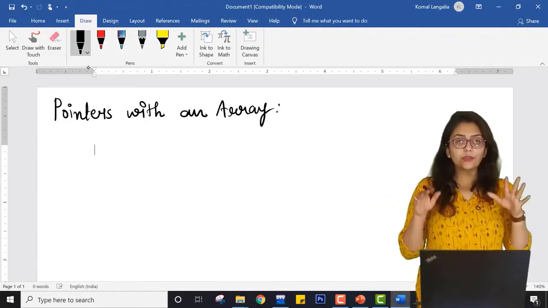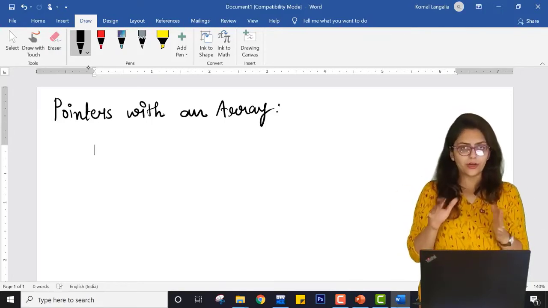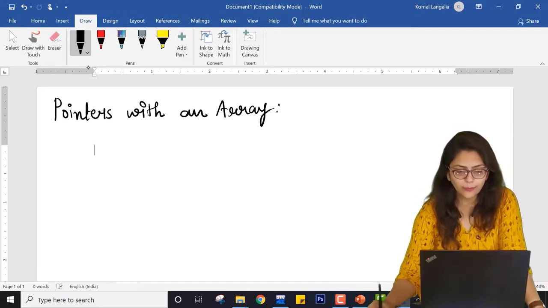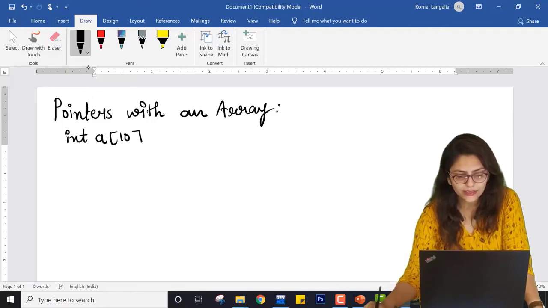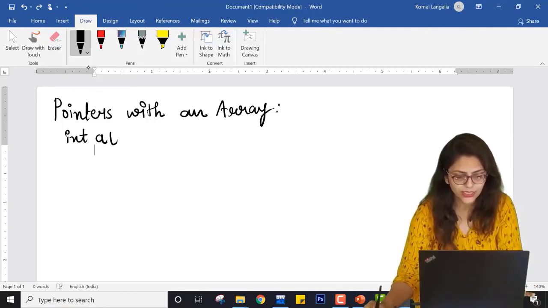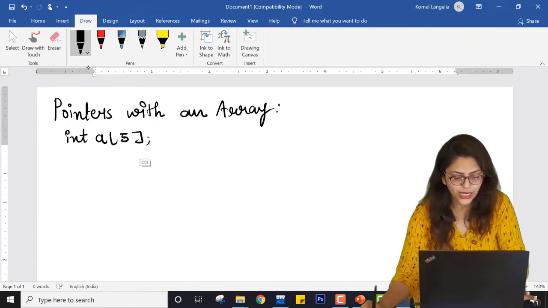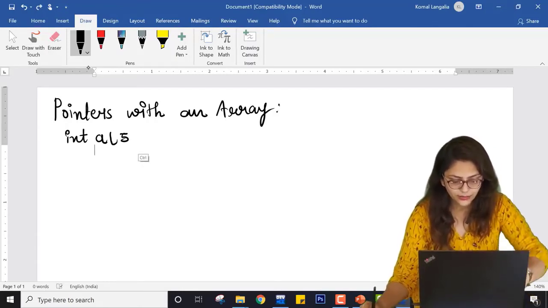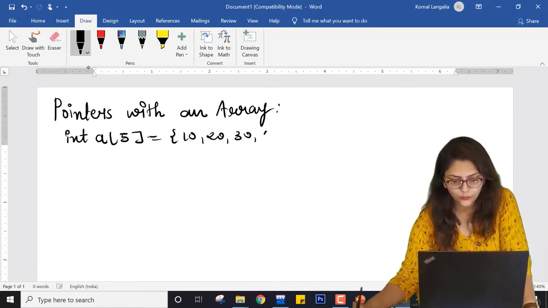Hello everyone. So now we are inside our whiteboard and I am going to show you how pointers work with arrays. Suppose I have declared one integer array, say A, which is having size 5, and I am initializing it with 10, 20, 30, 40 and 50.